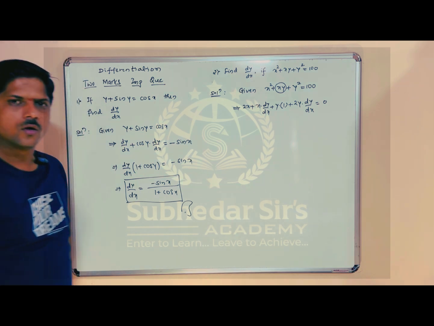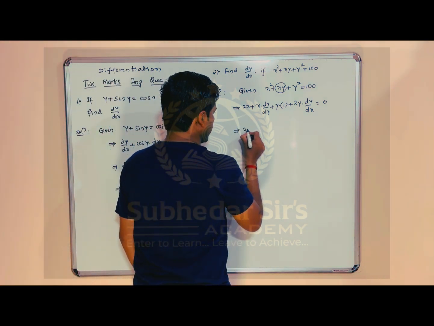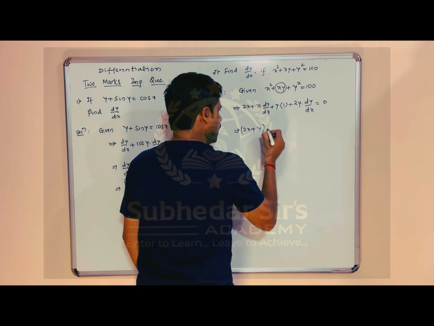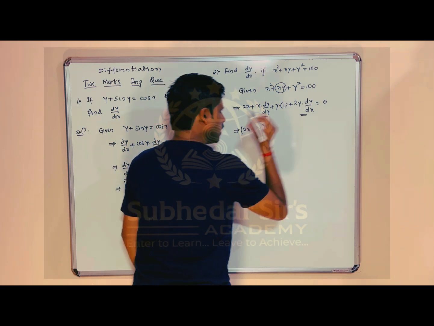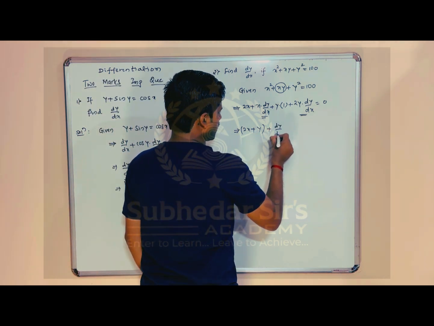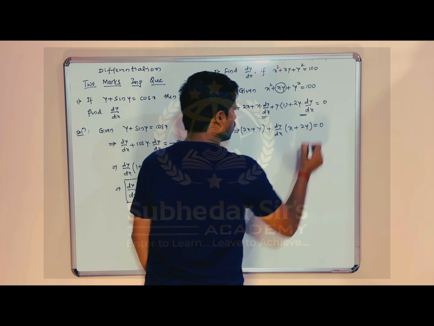100 differentiation is a constant, that is 0. Constant differentiation is 0. Now 2x plus y, one group. Here we have dy by dx. Here also we have a dy by dx. So take it common. So dy by dx we remain with x plus 2y is equal to 0.